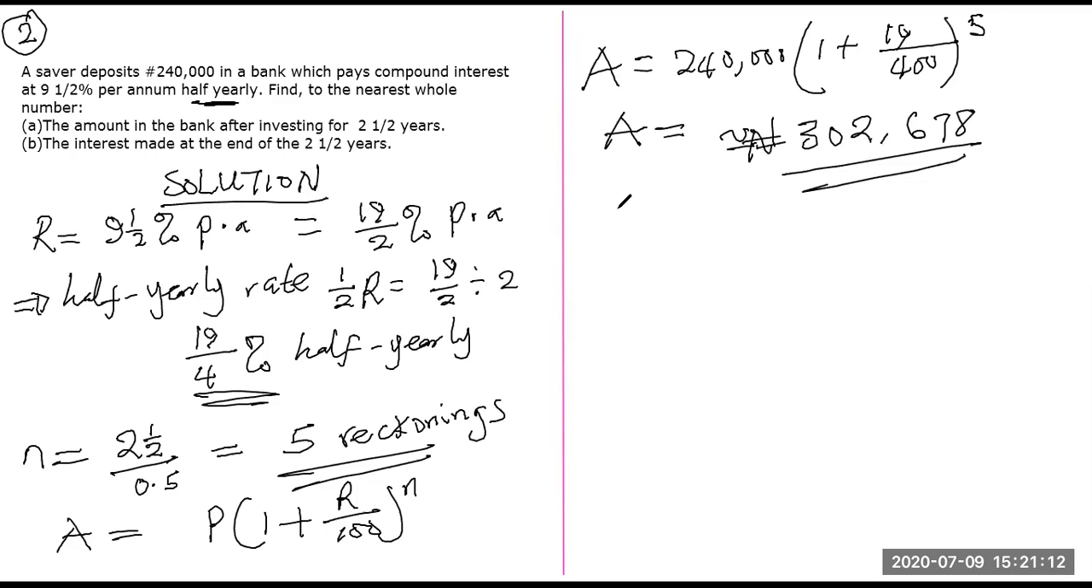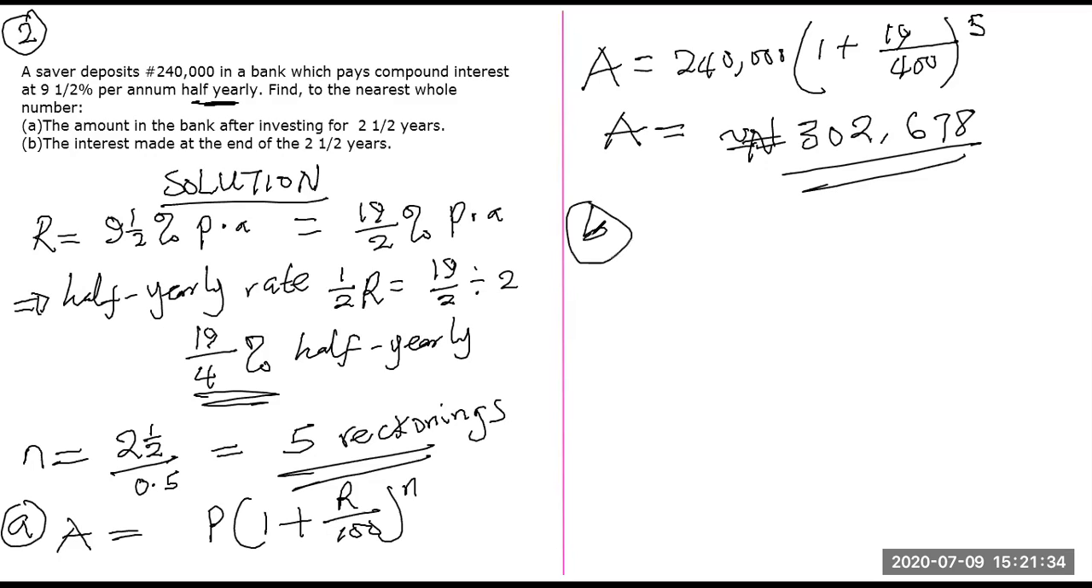If you simplify this with your calculator, in Naira, this is the amount approximately. The actual value is about 0.3793. So what are we asked to calculate again? The amount in the bank after investing for 2.5 years. So this is question A, it has been answered.